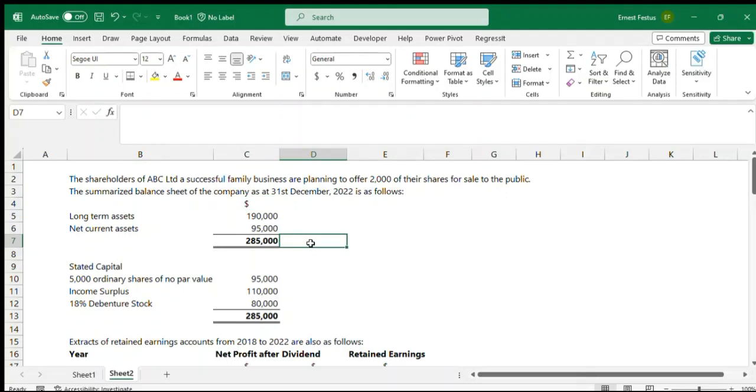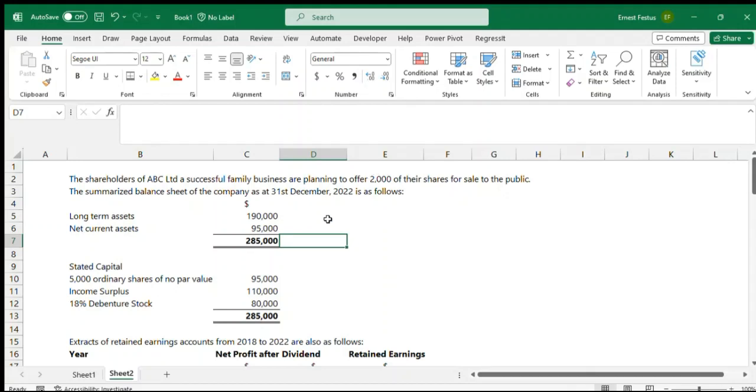So in this question, we have a very simple question here that we want to look at. We have the shareholders of ABC Limited, a successful family business, planning to offer 2,000 of their shares for sale to the public. So what we want to know is the value of these 2,000 shares, and so we are coming to look at some of the valuation methods.